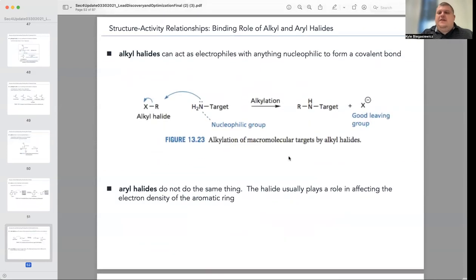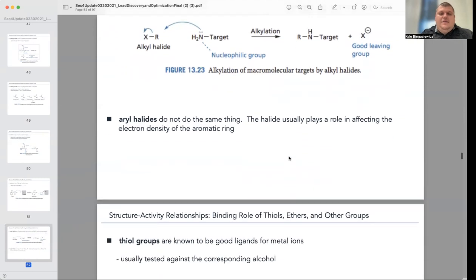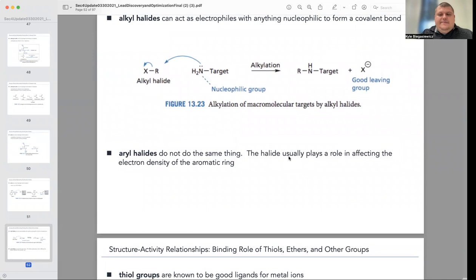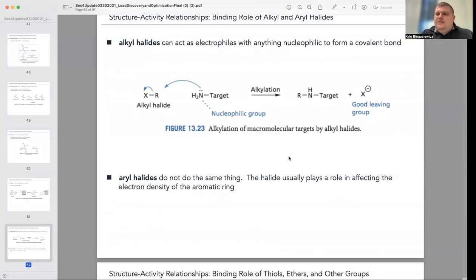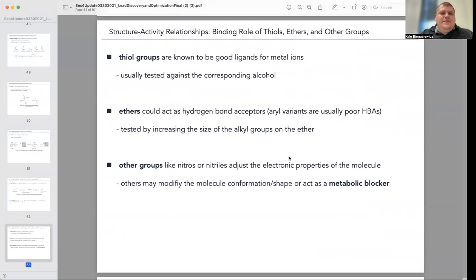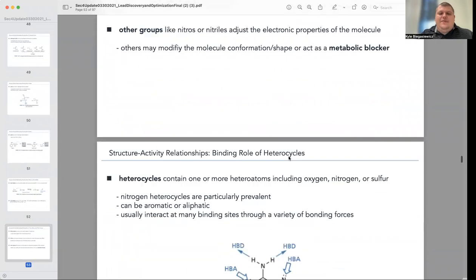Alkyl halides, right, as alkylating agents are important. Aryl halides, maybe not as important, other than playing a role in an NIH shift, which will be important. Thiol groups, 53, thiol groups, ethers, other groups, absolutely, I would definitely know those.